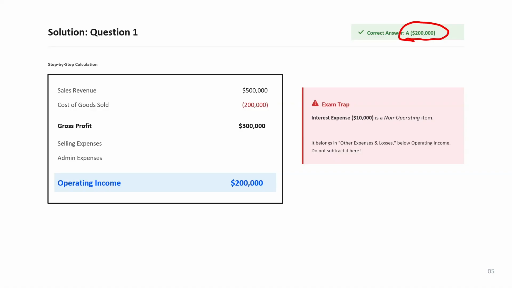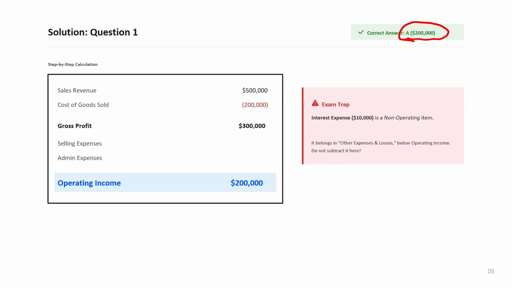Therefore, it belongs below the operating income. In the same way, gain on sale of equipment is a non-operating item, unless the business is in the business of selling the equipment, but in that case, that would be called inventory. And therefore, it goes in the other income and expense section.